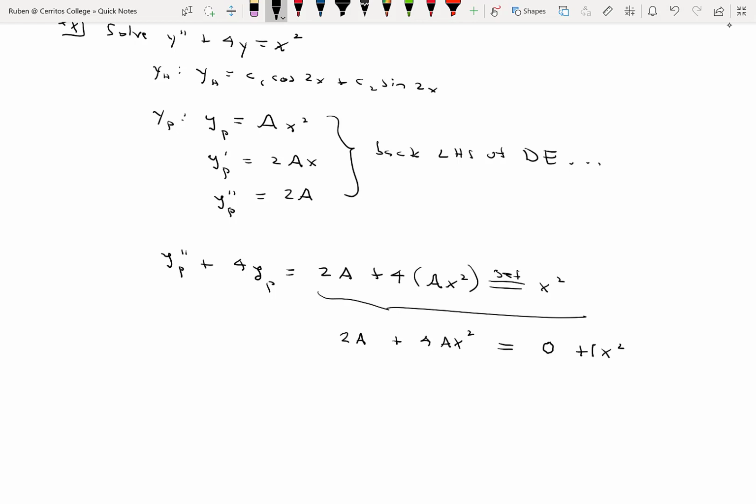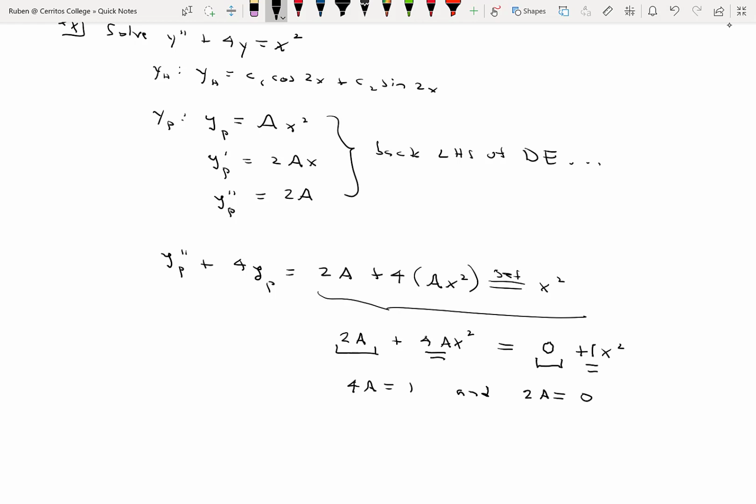Okay, so this equation is supposed to hold true for all x. So I should be able to set the coefficients of the powers of x equal to each other. In other words, I need to have 4a equal to 1, and I also need the constant term on the left-hand side equal to the constant term on the right-hand side.